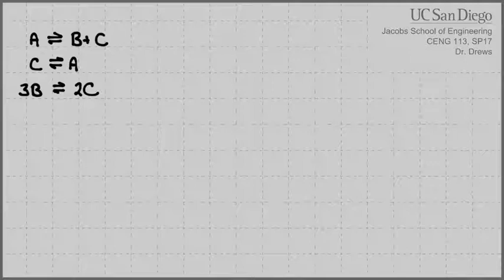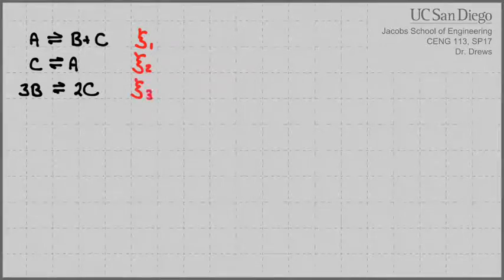If we were solving this in CENG 100, and you're going to do this a couple times on the homework, so you might want to review it in more detail when you do the homework, we would do this by writing an extent of reaction, squiggle or xi, for each one of these reactions. So we'd have squiggle 1 through 3.